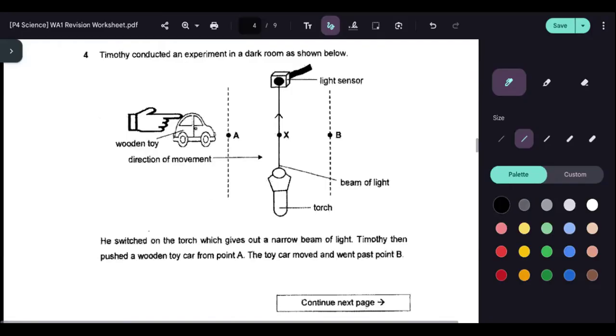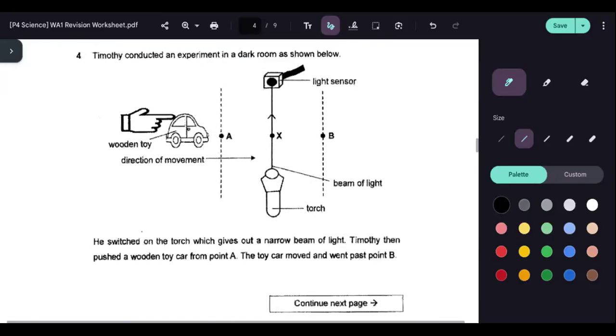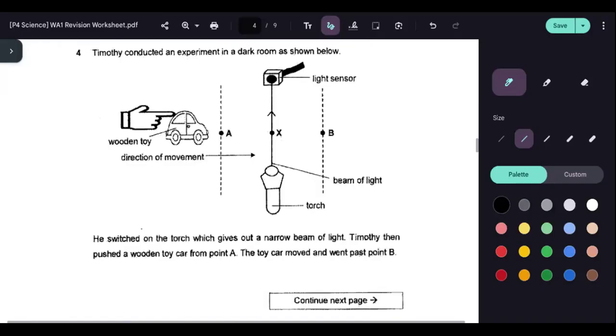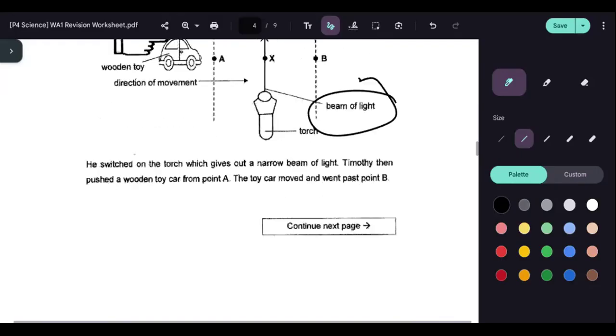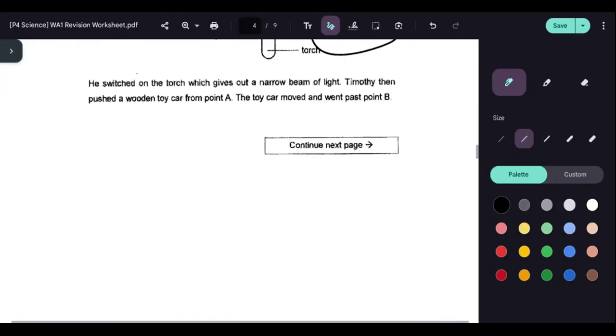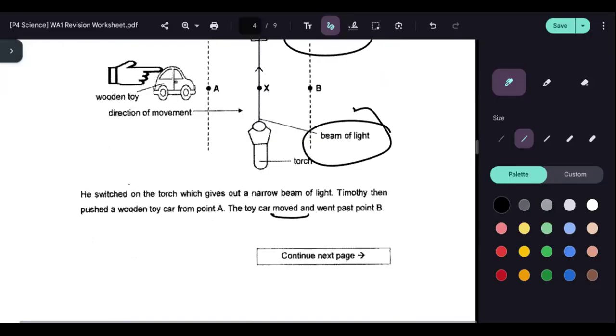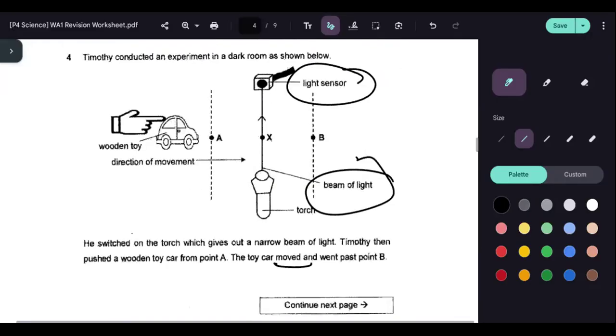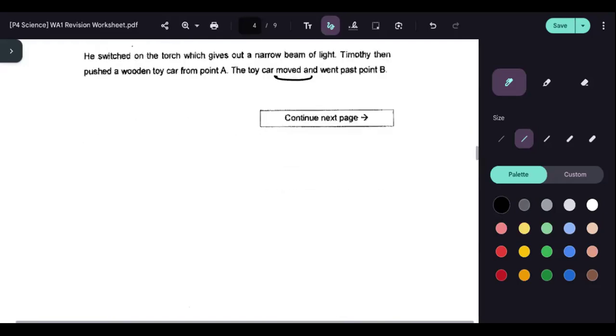Number 4. Okay, this question is very long. Timothy conducted an experiment in a dark room as shown below. So the wooden toy is here, the direction of movement is here, the torch is here, the light sensor is here. Okay, B and the beam of light. He switched on the torch, which gives out a narrow beam of light. Timothy then pushed a wooden toy car from point A. The toy car moved and went past point B. So it went towards here already.